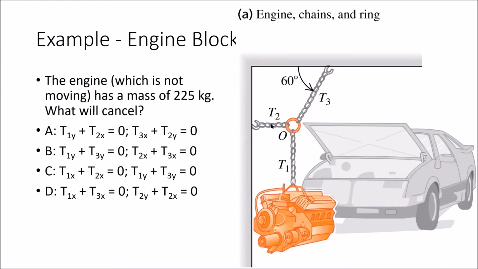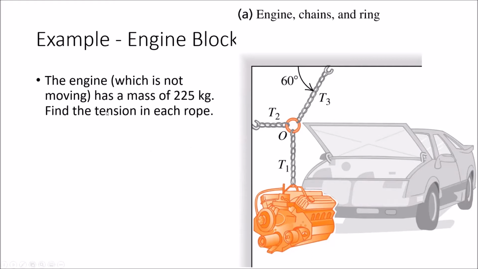And likewise, T2 is pulling to the left, and T3 is pulling diagonally, somewhat to the right and somewhat up. And so the leftward amount of T2, which is all just to the left, should cancel out with T3. This right here gives us effectively all the information we need to solve for the tension in each rope.